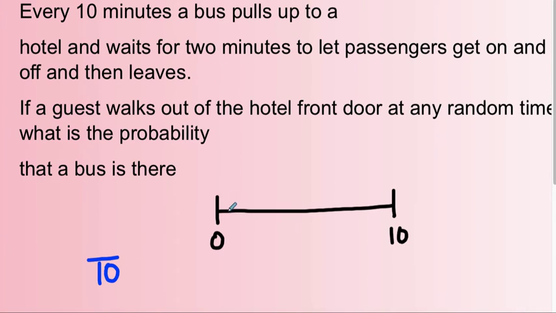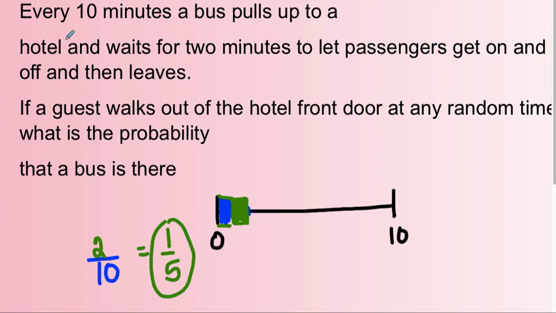It waits for 2 minutes. So let's think of it like this. This and this are the 2 minutes that they're there. So if you walk out within those 2 minutes, then the probability that the bus will be there would be true. So it would be 2 of 10 or 1/5. So you have a 1 in 5 probability that a bus will be there when you walk out the door. All right, so that was one dealing with segments.